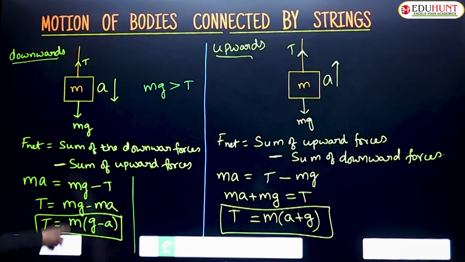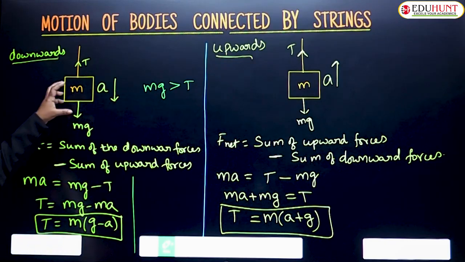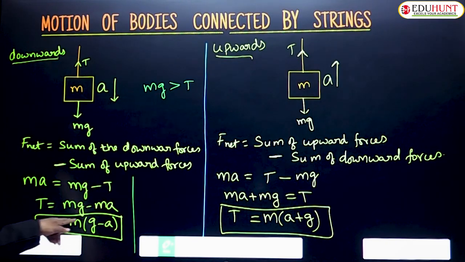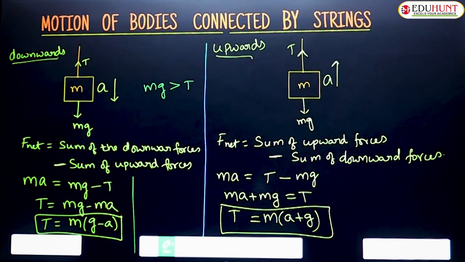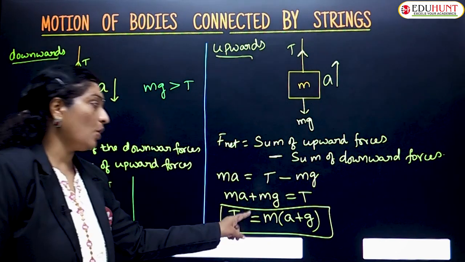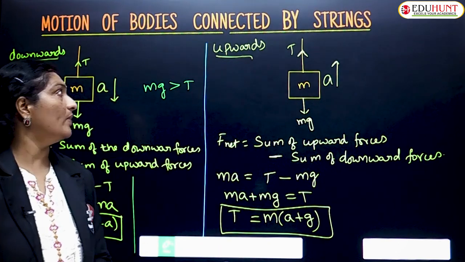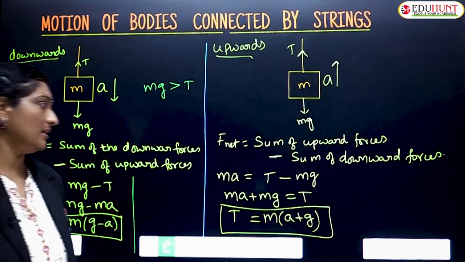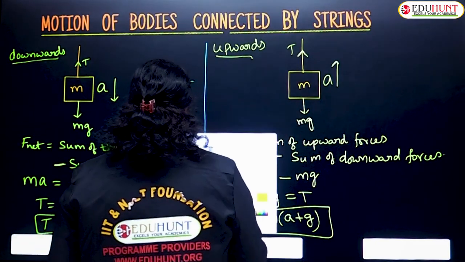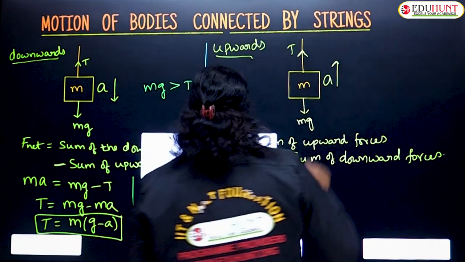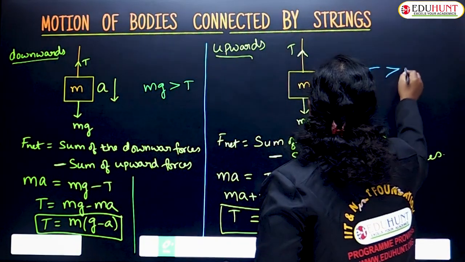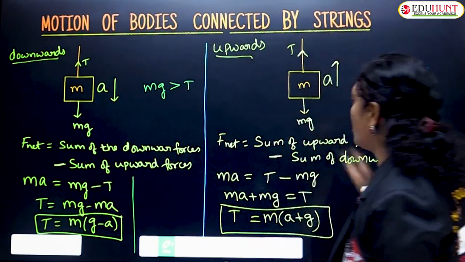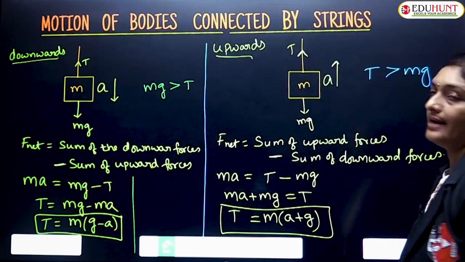So in the earlier case, when the block of mass is taken downwards, it was found that the tension is m times (g minus a), and for the same block, when it is moved upwards, the tension is found to be m times (a plus g). And clearly, as we have, this tension is greater than mg now, because tension is dominating. So tension is greater than mg.